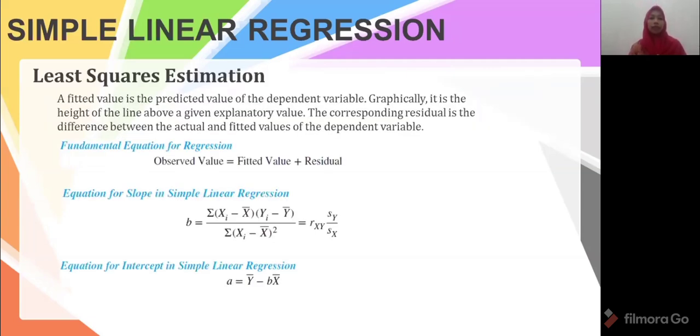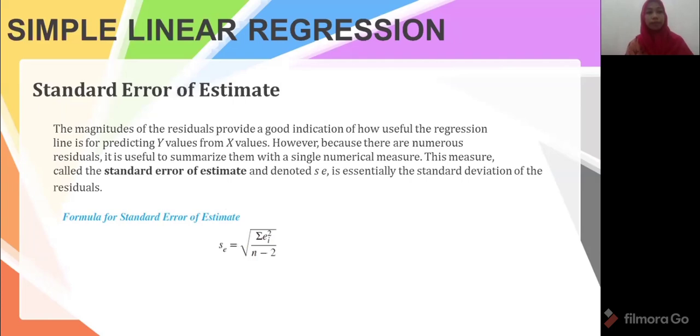Simple linear regression, least squares estimation. A fitted value is the predicted value of the dependent variable. Critically, it is the height of the line above a given explanatory value. The corresponding residual is the difference between the actual and fitted value of the dependent variable. Here are the formulas for the fundamental equation for regression, the equation for slope in simple linear regression, and the equation for intercept in simple linear regression. Standard error of estimate.